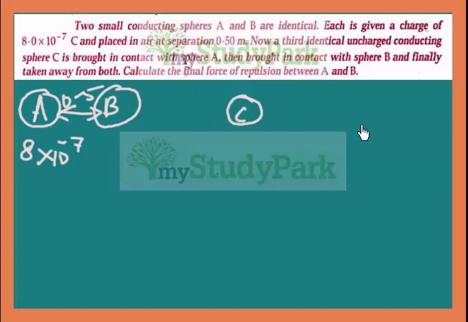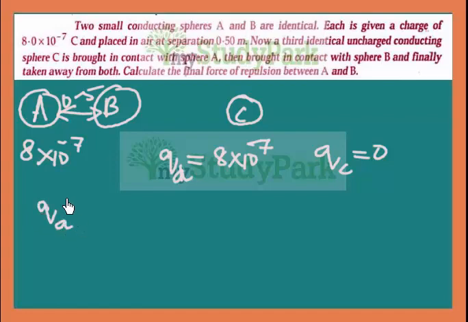So here you need to understand the charge sharing pattern. Whenever you have two charges paired together, they share the charges. So the initial charge Q1 or QA for charge A is 8 × 10^-7 and QC equals 0. But when both of them are in contact with each other, they share the charge, which means that the new charge for A, QA dash, becomes (QA + QC)/2, which is the same for QC as well.